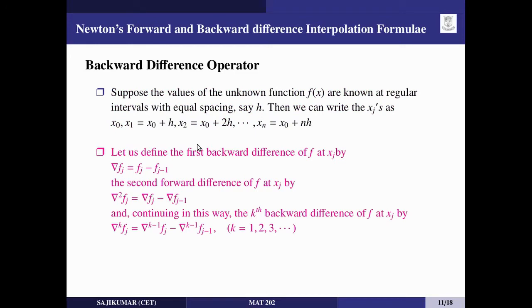Let us define the first backward difference of f at xj by del fj. Del fj is equal to fj minus fj minus 1. The second backward difference of f at xj, del square fj, is equal to del fj minus del fj minus 1, and continuing in this way, the kth backward difference of f at xj, del raised to k fj, is equal to del raised to k minus 1 fj minus del raised to k minus 1 fj minus 1, and this is true for k equal to 1, 2, 3, etcetera. That means the kth order backward difference of fj is the first backward difference of the k minus 1 order differences.